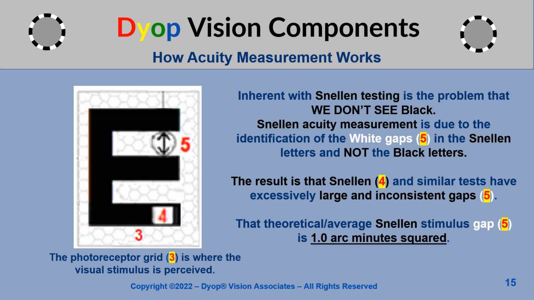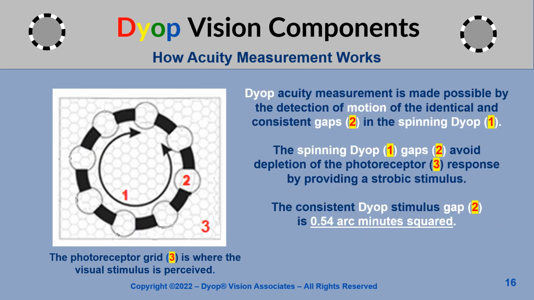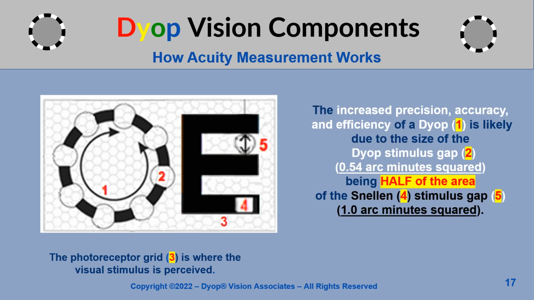The theoretical average Snellen stimulus gap is 1.0 arc-minutes squared. Dyop acuity measurement is made possible by the detection of motion of the identical and consistent gaps in the spinning Dyop. The spinning Dyop gaps avoid depletion of the photoreceptor response by providing a strobic stimulus. The consistent Dyop stimulus gap is 0.54 arc-minutes squared. The increased precision, accuracy, and efficiency of a Dyop is likely due to the size of the Dyop stimulus gap being half of the area of the Snellen stimulus gap.